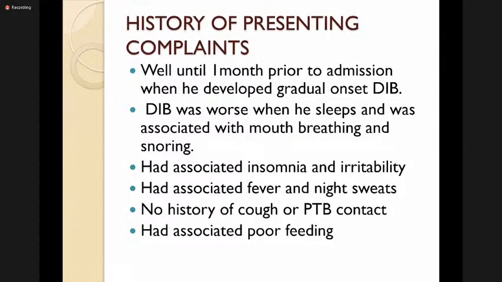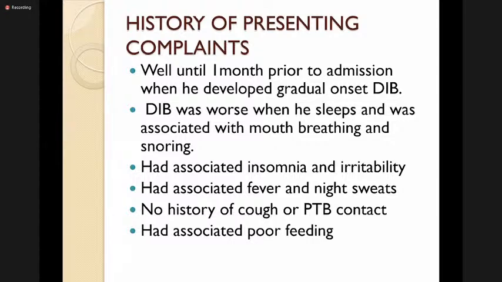So what was happening with this patient? The patient was well up to a month before, and slowly started developing a gradual, increasing difficulty in breathing. It usually was at night, forcing the patient to mouth breathe, which is not normal for a child, as you know, as children are obligate nasal breathers. The child also had associated insomnia and irritability because of this difficulty in breathing.